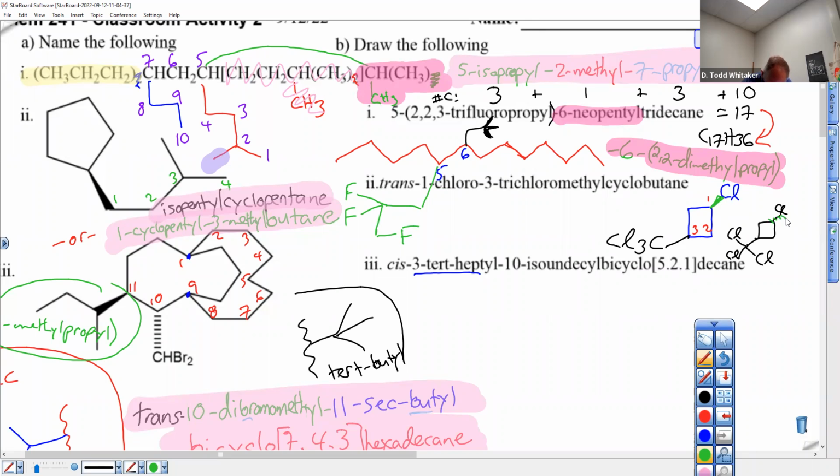Yeah. And below, if you did a wedge to the Cl and it's trans, the other group better be a dash. Make sure the dash goes all the way, please. Similarly, if the Cl was on a dash, then the other group's on a wedge. Make sure it goes all the way to where the intersection is. That's an or. Both of those would get full credit.